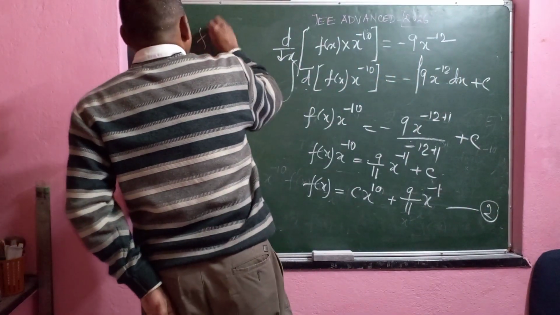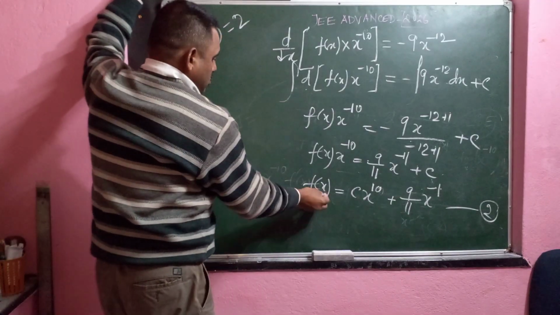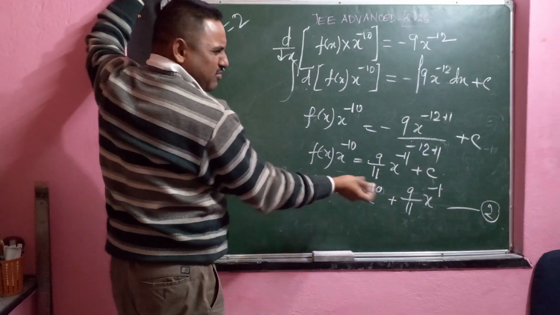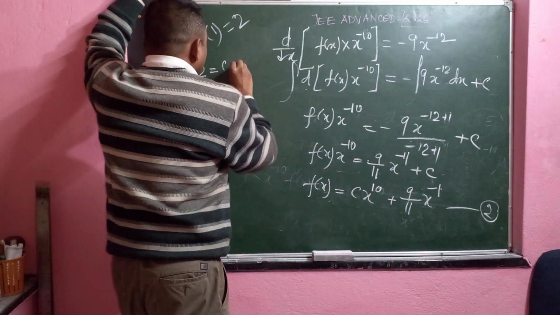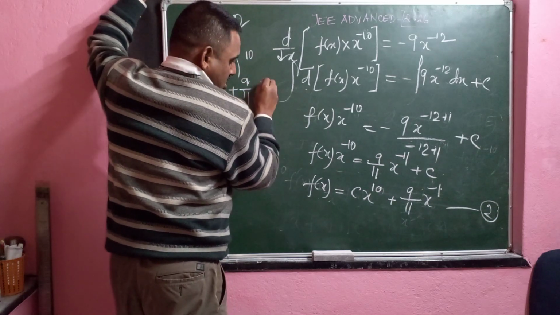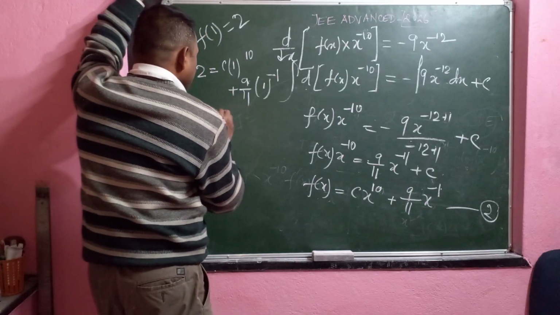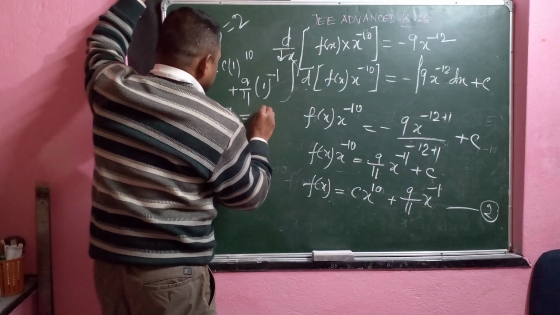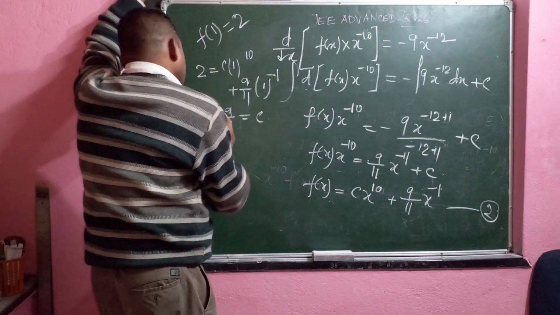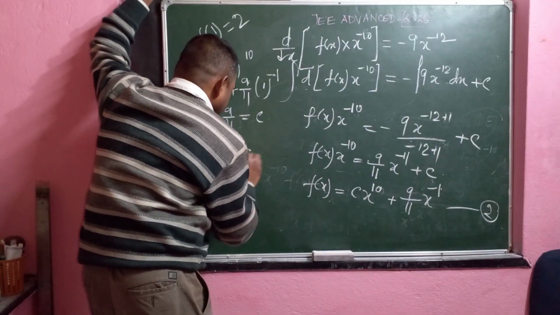Now it is given that f(1) is 2. So when x is 1, y is 2. So this is 2, to calculate c: c times 1 to the power 10 plus 9 by 11 times 1 to the power minus 1. So basically 2 minus 9 by 11 is c. 1 to the power 10 is 1. So 22 minus 9 is 13, divided by 11 is c.